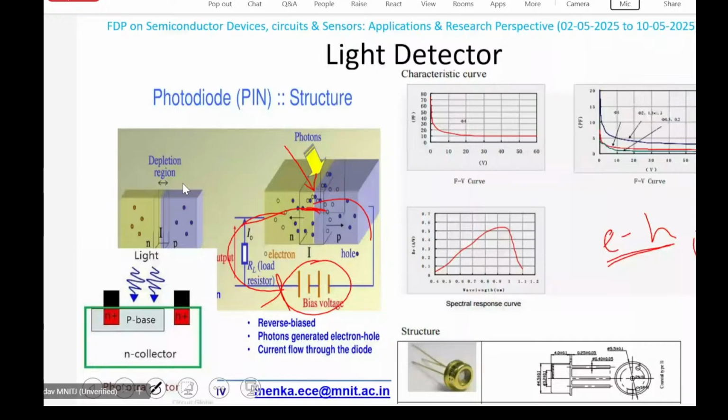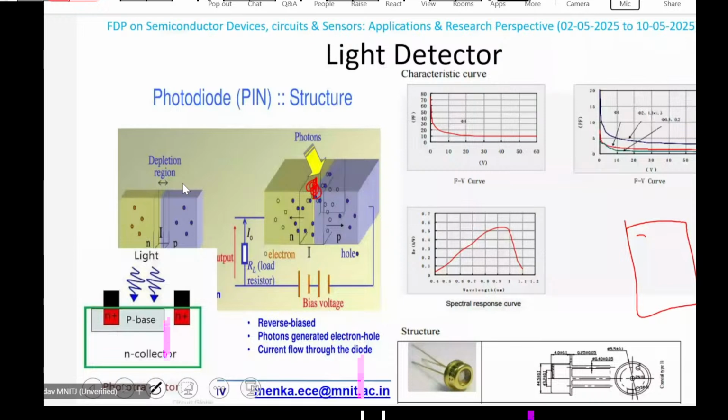We know that this is a reverse bias PN junction, but how will I make sure that my light is falling at this particular portion only? I can make it in this way: this is my N type, this is my I type, and this is my P type. And I am expected to let the light fall over here. So how can I prepare that? That is really a very difficult task. So how do we do it practically?